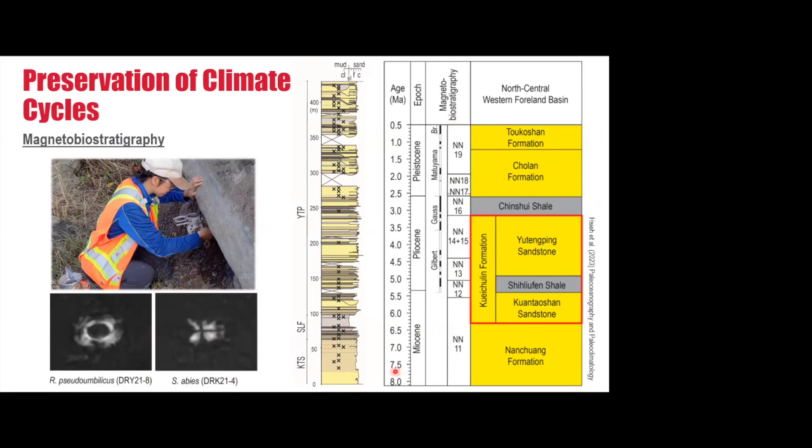And we determined that the Great Leaf Formation was deposited from 6.3 to 3.2 million years ago, and the boundary between the Guandaoshan sandstone and the Silofin Shale was dated to 5.4 million years ago, and the boundary between the Silofin Shale and the Yutongping sandstone was dated to 4.9 million years ago.